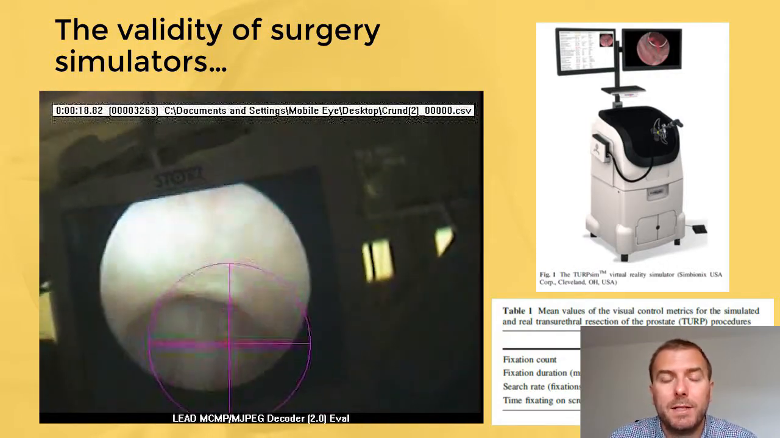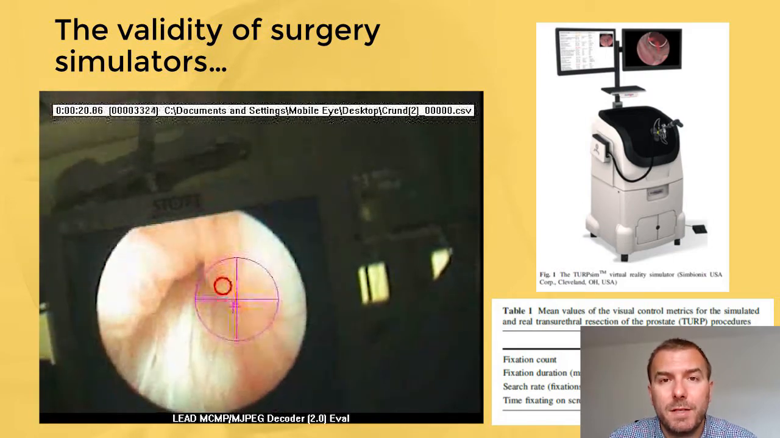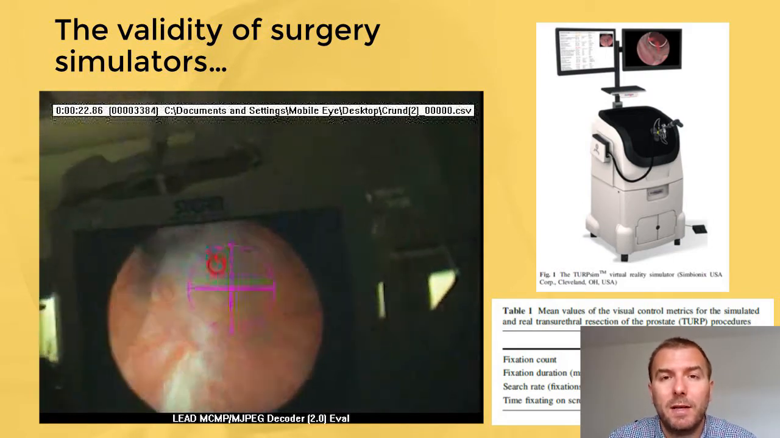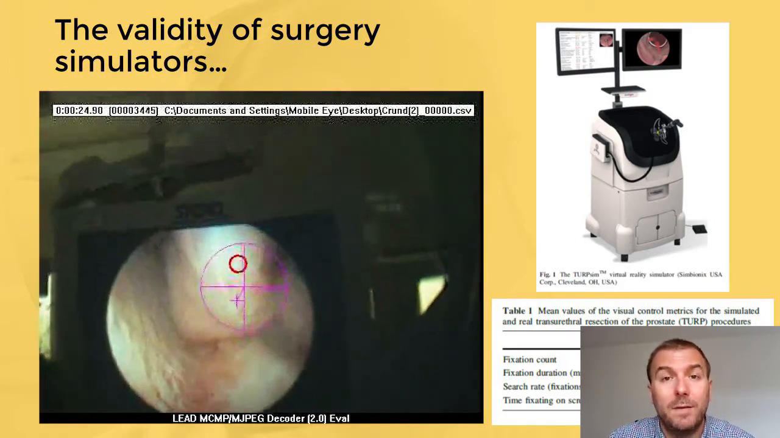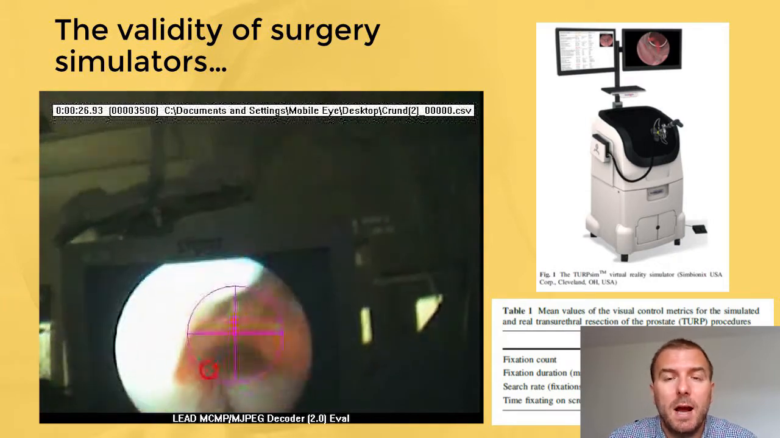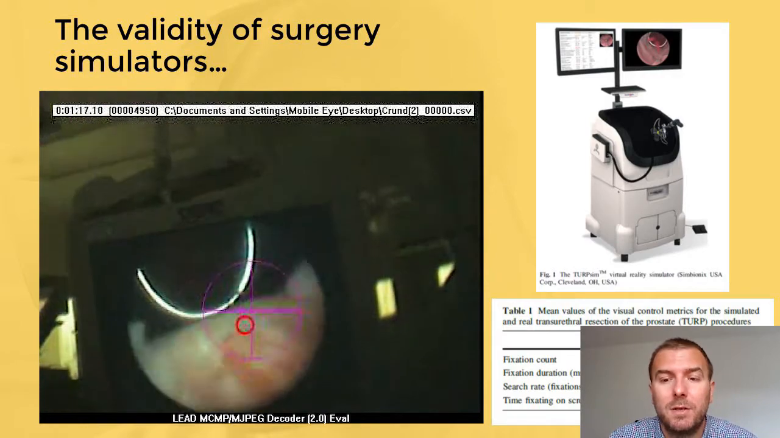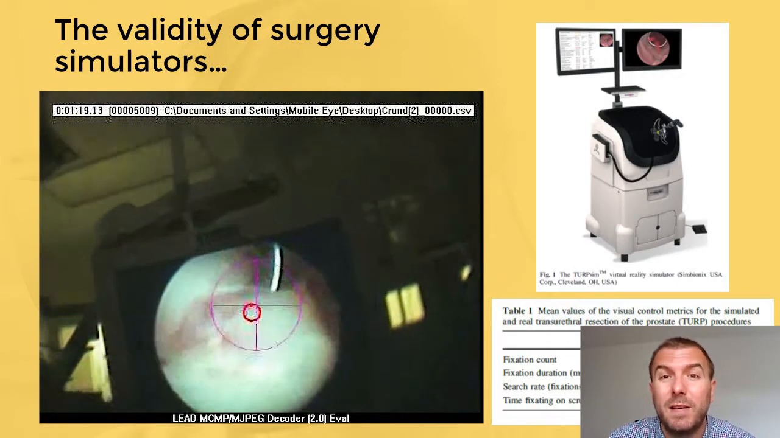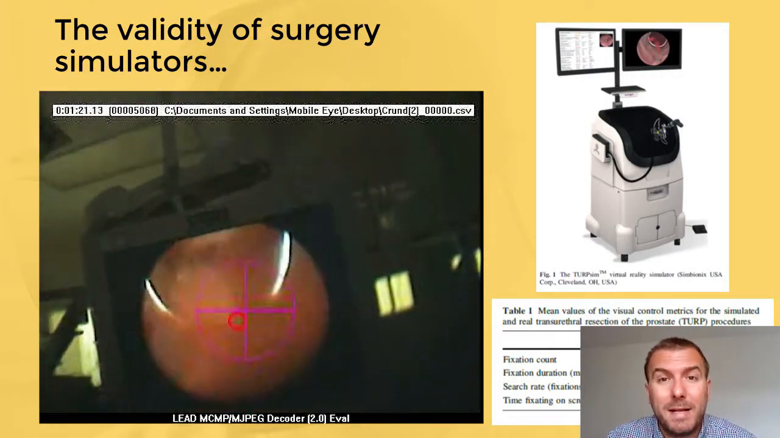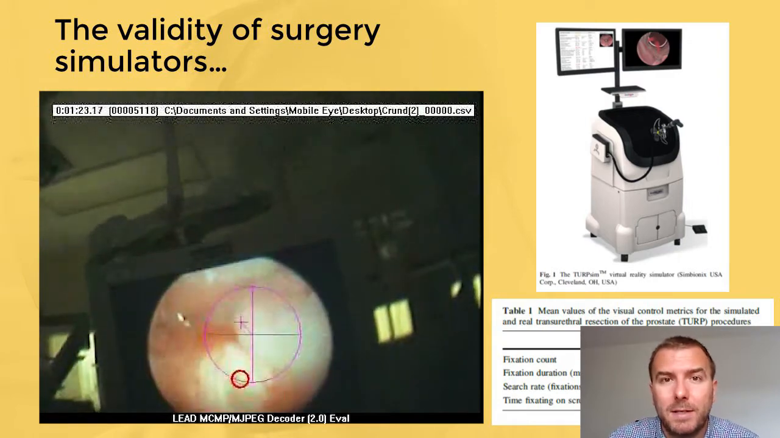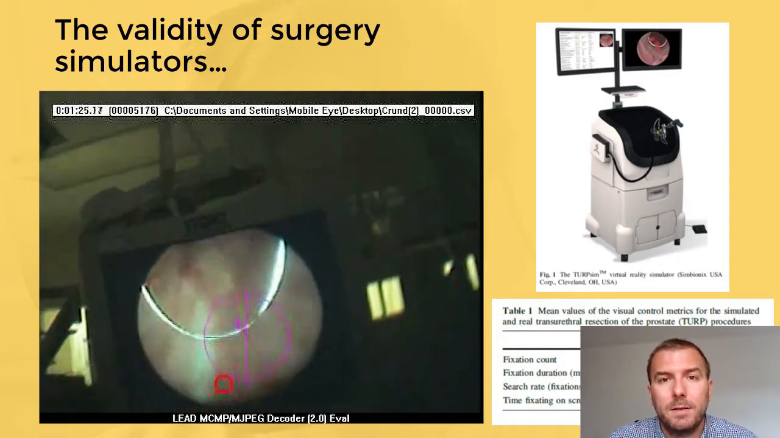Now, what we identified is that there were some subtle differences in the way that surgeons used their eyes during the real world and the simulated procedure. And this allowed us to make some recommendations to the manufacturers of the simulation to improve the efficacy and the validity of that tool so that it better prepares surgeons for the complexities of the operating theatre.